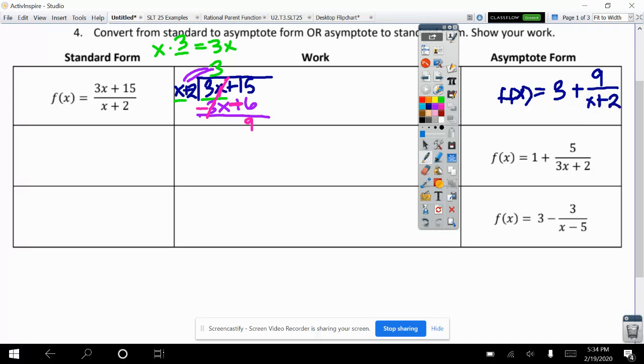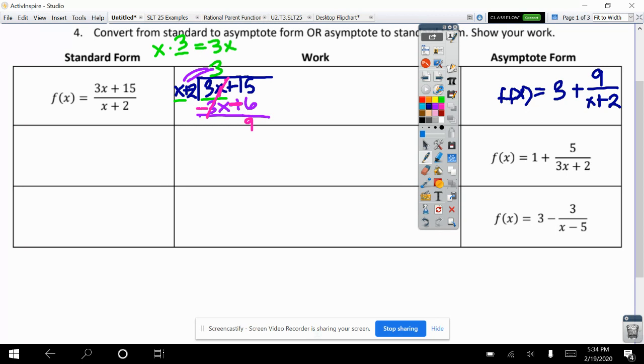So again, the number on top is the whole we get out of dividing, and then 9 is the remainder. The remainder never got to be divided by x plus 2 because x plus 2 doesn't go into 9. So that's what's left over on top of the denominator that we already had. So 3 plus 9 over x plus 2 is our asymptote form. Remember, the whole point of converting from standard to asymptote form is that it's easier for us to graph this function because we know what the asymptotes are.